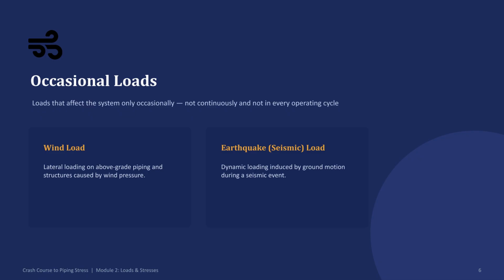Let's finish the load categories with occasional loads, the ones that only show up now and then, not as part of normal everyday operation. Wind load is exactly what it sounds like. Wind pushing sideways against a pipe, especially pipes that run above ground on open racks, exposed to the weather. It creates a lateral, sideways force on the piping and its supporting structure. Earthquake, or seismic load, is the dynamic shaking transmitted into the piping when the ground itself moves during an earthquake. Since these events are rare, and hopefully never happen at all during a plant's life, they're treated differently in design codes than the loads that are present every single day.